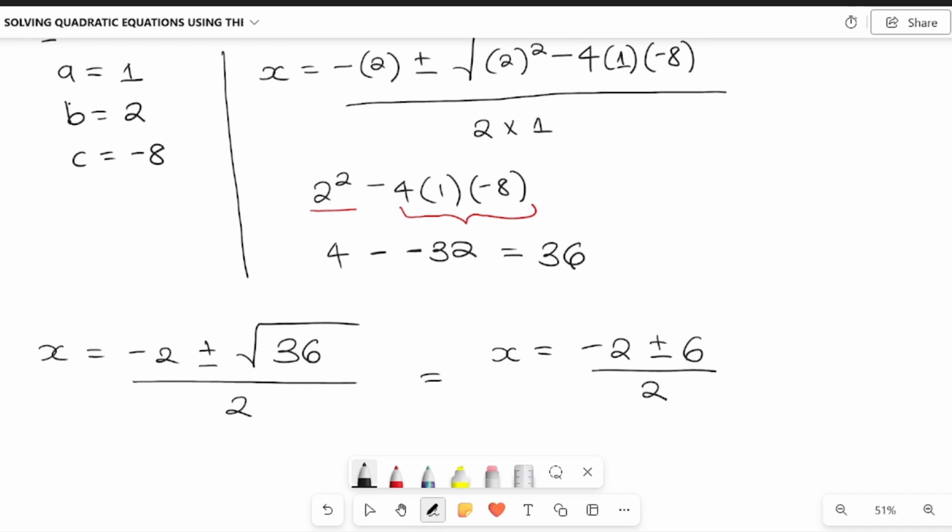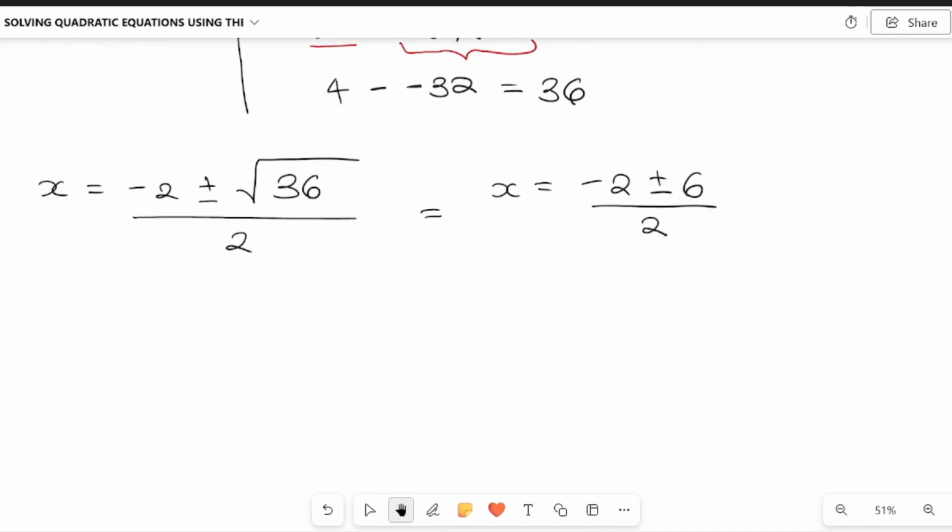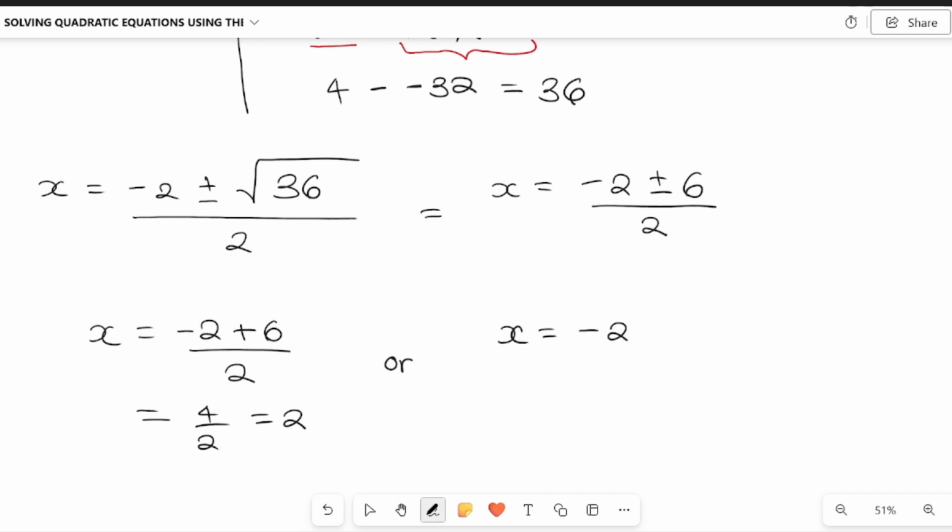Now at this stage, we can find the two values of x by evaluating the first part of this equation, which is x equals negative 2 plus 6 all over 2. This one will give us 4 all over 2, which equals 2. Or x equals negative 2 minus 6 all over 2. And this one gives us negative 8 all over 2, which is equal to negative 4. So the two roots of the equation are 2 and negative 4.